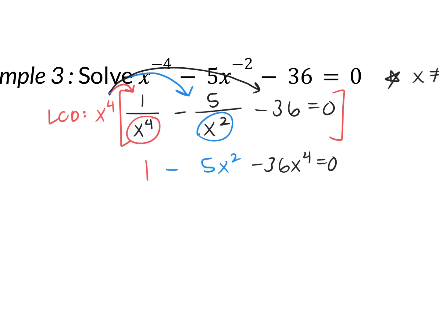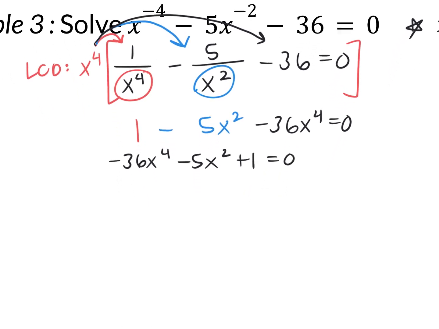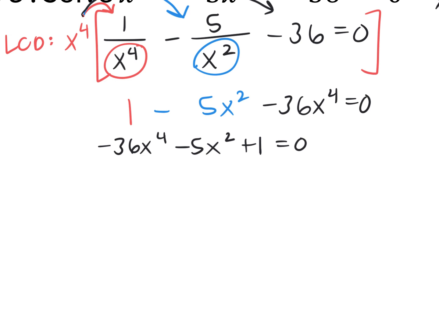Okay, let's rewrite this in decreasing order of degree or in standard form, so that way it's easier for us to see how we're going to factor this. So I'm going to rewrite this -36x to the 4th minus 5x squared plus 1. This is all equal to 0. You guys know how to factor this? Yeah, we know how to factor this.